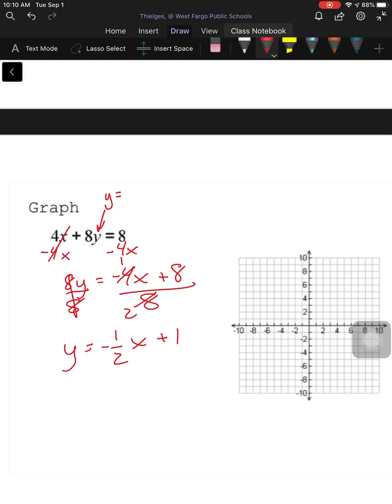So now I've got, again, mx plus b. My starting point is that 1 on the y-axis, and I'm going to go down 1 over 2, down 1 over 2, or up 1 to the left 2, up 1 to the left 2, and there is the graph of that line. But I need to make sure the y is by itself right away.